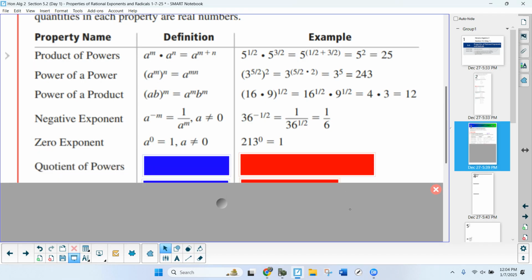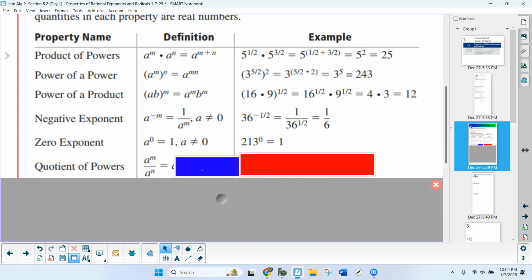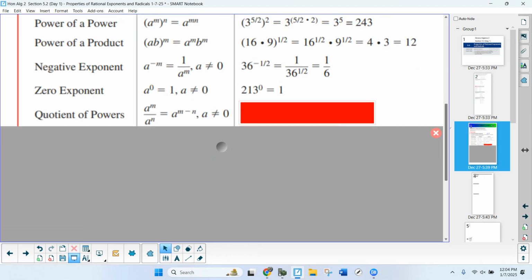All right, quotient. What's quotient mean? Division. So what do we do when we divide powers? A to the m divided by a to the n. Anybody remember? Subtract. And it's always top minus bottom. Again, a can't be 0 because you can't have a denominator of 0. So a to the m divided by a to the n is a to the m minus n. So you're going to subtract your exponents. Remember, adding and subtracting fractions have to have like denominators.